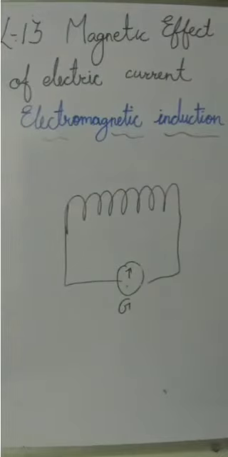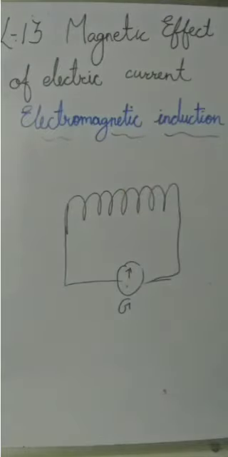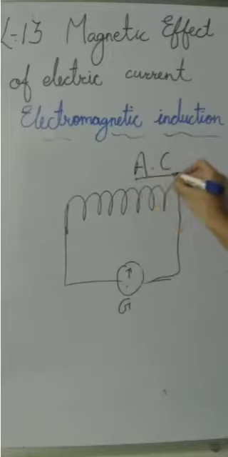This experiment also helps us to understand that when there is change in the magnetic field in a conductor, we can detect the presence of electric current. So with the help of these two experiments, we can say that when there is change in the magnetic field, current is induced. This current changes alternately, so we call this generated current alternating current, which we represent as AC.